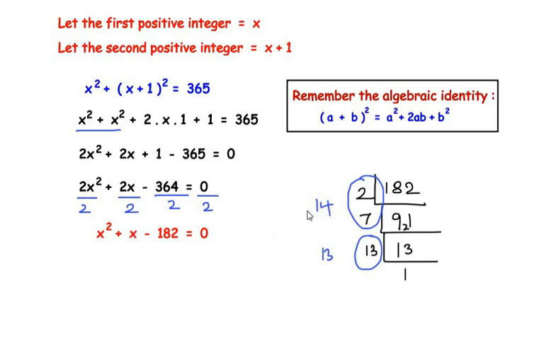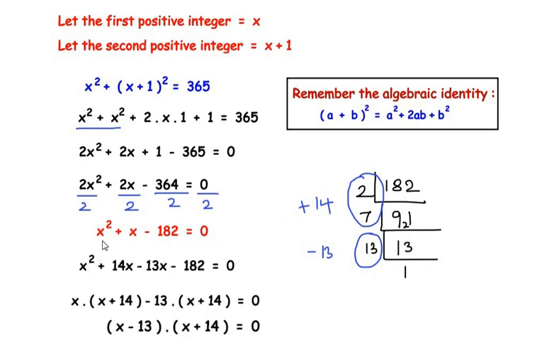So here we are going to take positive 14 and negative 13 because their product is going to give us minus 182, and when you subtract 13 from 14, you are going to get positive 1x. So let us write this equation in terms of its factors now. So here we get x square plus 14x minus 13x minus 182 is equal to 0.